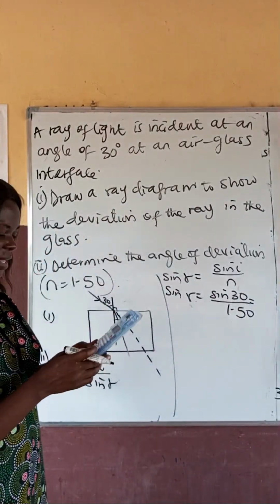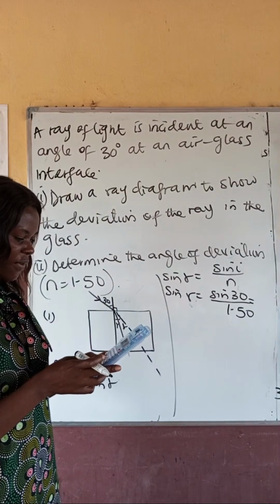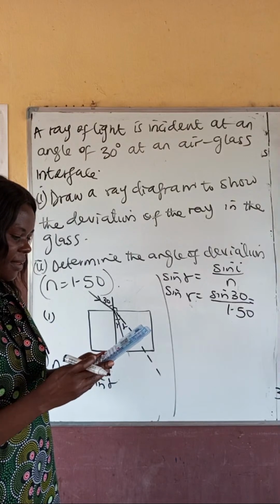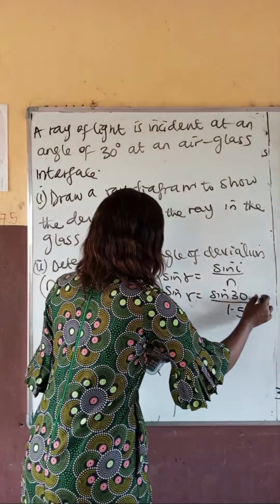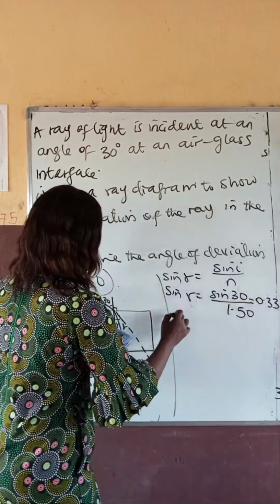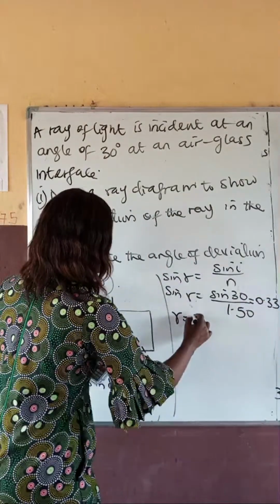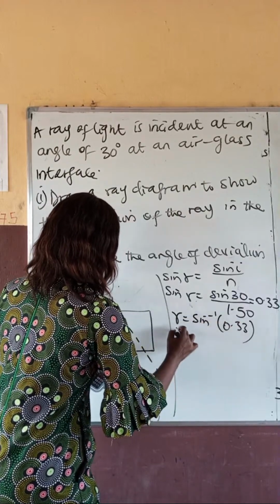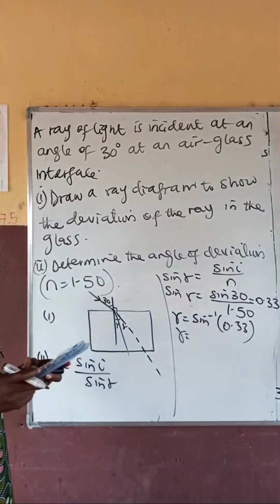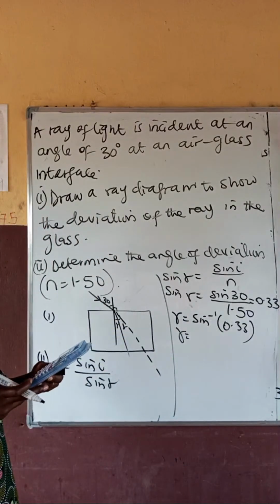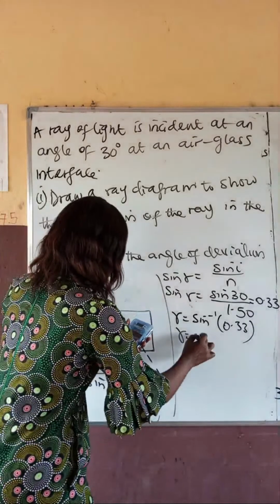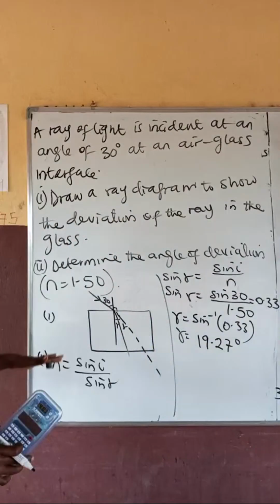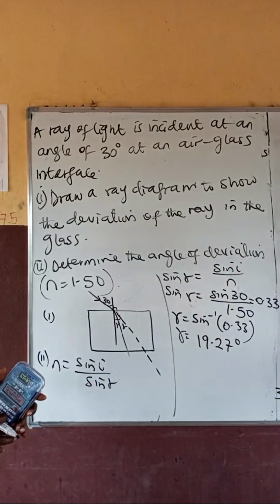Okay, so sine 30 is 0.5. I can say 0.5 divided by 1.5. So my answer becomes 0.33. So r is equal to sine inverse of 0.33, right? Okay, shift sine 0.33. My answer is 19.27 degrees, right? This will help you to get the angle of deviation.